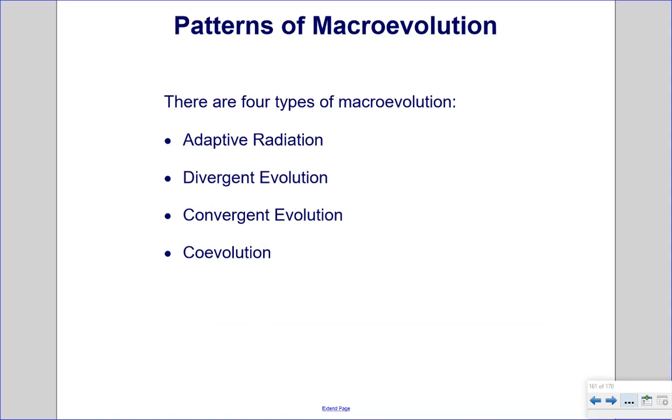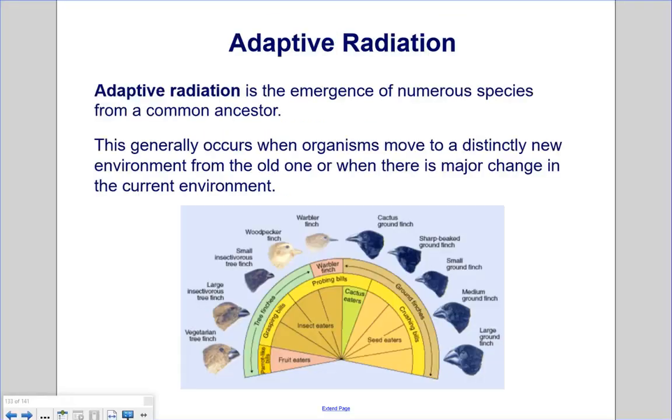Patterns of macroevolution. There are 4 types of macroevolution: adaptive radiation, divergent evolution, convergent evolution, and coevolution. Adaptive radiation. Adaptive radiation is the emergence of numerous species from a common ancestor. This generally occurs when organisms move to a distinctly new environment from the old one, or when there is a major change in the current environment.